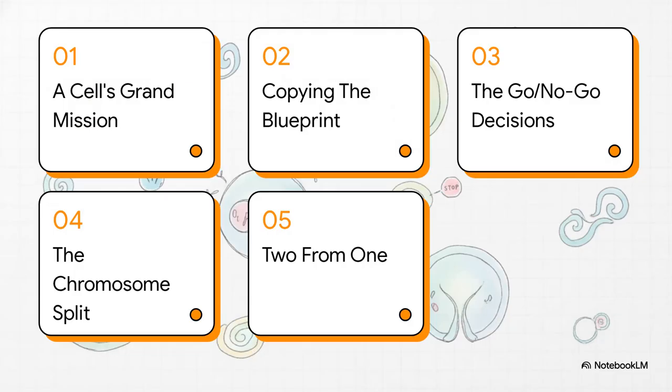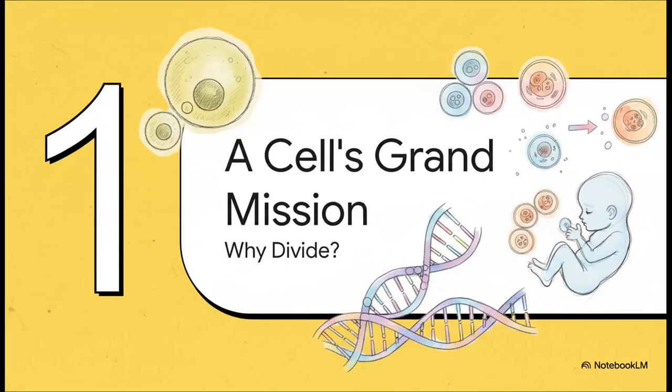So here's our game plan. We're going to follow the cell's mission right from the beginning. We'll start with its whole purpose, then see how it copies its genetic blueprint. After that, we'll dive into the amazing control system that makes all the big decisions. Then it's time for the really cool part, the dramatic split of the chromosomes, and finally, that magic moment where one cell becomes two.